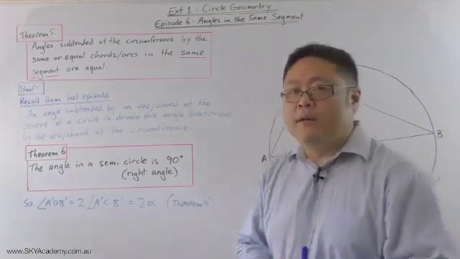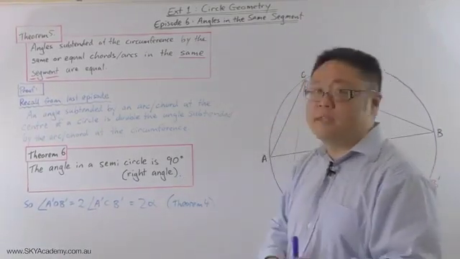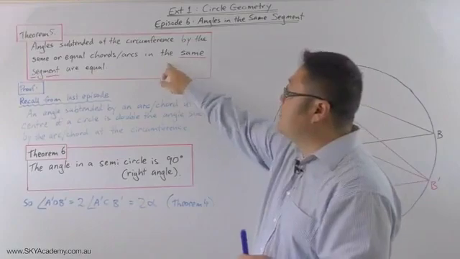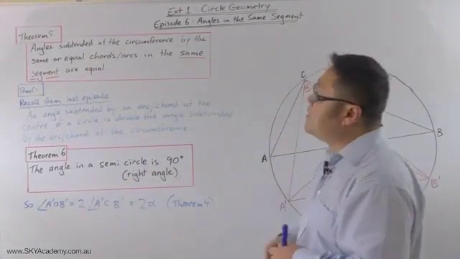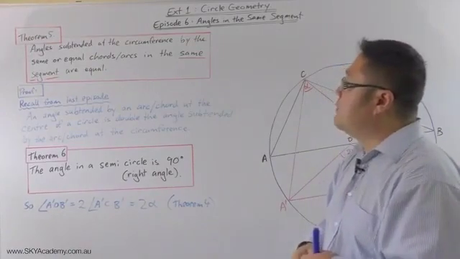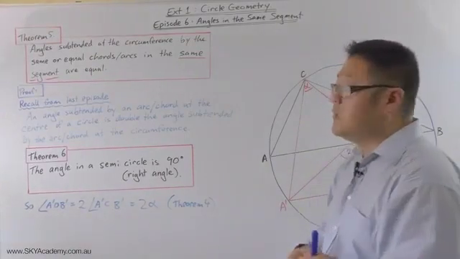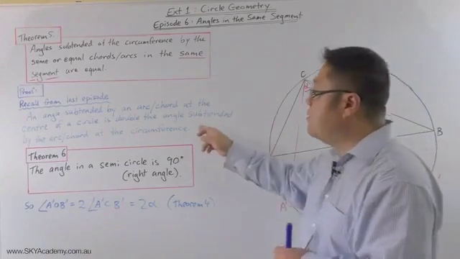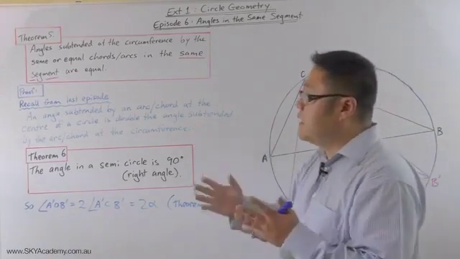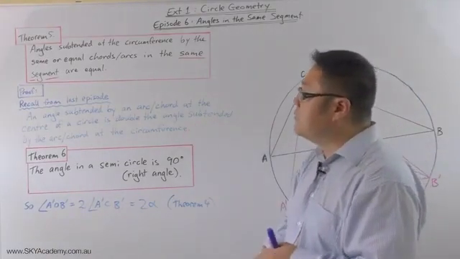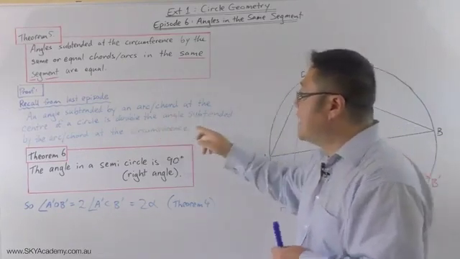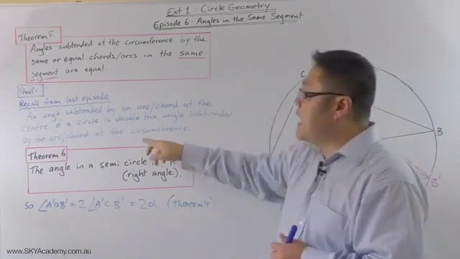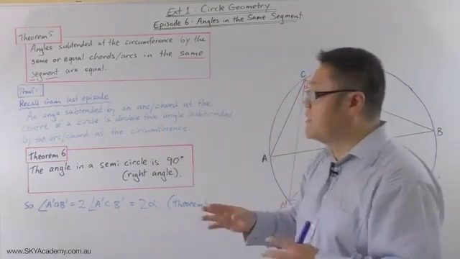Some of the theorems we've gone through include theorem 5, which says that angles subtended at the circumference by the same or equal chords in the same segment are equal. We did that last episode. In the episode before, we did one that says an angle subtended by an arc or a chord at the center of the circle is double the angle subtended by the arc or chord at the circumference.